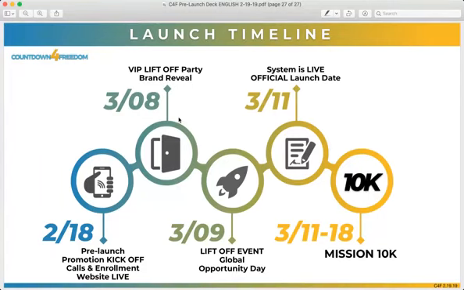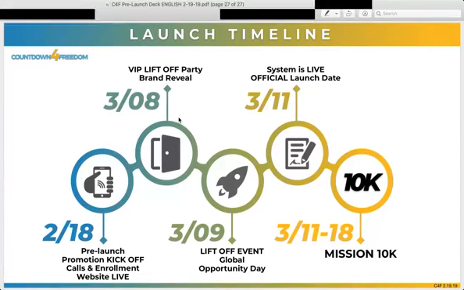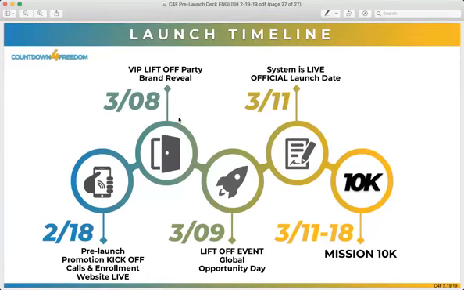On the 8th, we are having a VIP lift-off party where we will reveal the brand. We mentioned Countdown for Freedom is not the name of the company. That name is going to be revealed on March 8th and March 9th. If you weren't invited to the March 8th event at Mr. Buggs' home, don't worry about it, because March 9th, do everything in your power to be in Houston. You do not want to miss that event.